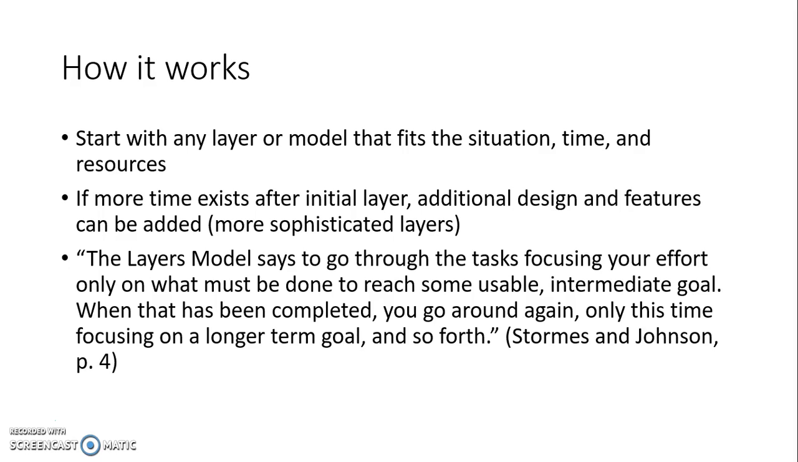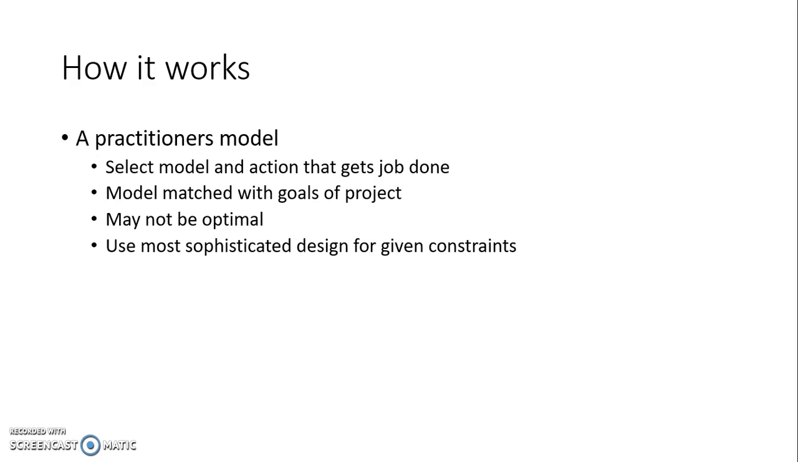Storms and Johnson put it very simply, and I really like the way they did it. The layers model says to go through the tasks, focusing your effort only on what must be done to reach some usable intermediate goal. When that has been completed, then you go around again, only this time focusing on a longer-term goal, and so forth.